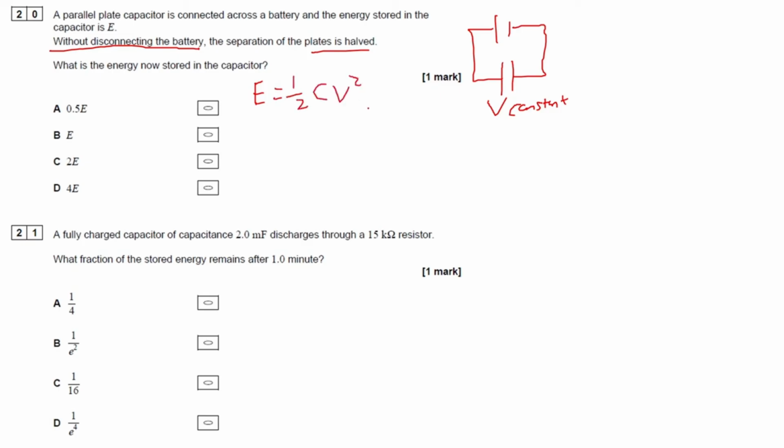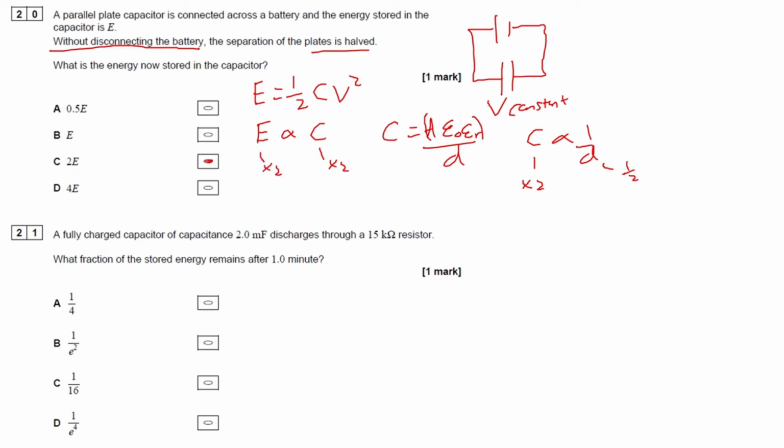This is the most appropriate to use because I know V is constant, which means E is just proportional to whatever the capacitance is. And we know that changing the distance between the plates changes the capacitance because of this equation, C = ε0 εr A over d. So you can see that if you keep everything else on the top constant, then C is proportional to 1 over d. So if you halve that, then this multiplies by 2. So in other words, in this equation here, this multiplies by 2, therefore this multiplies by 2. So C is the answer.